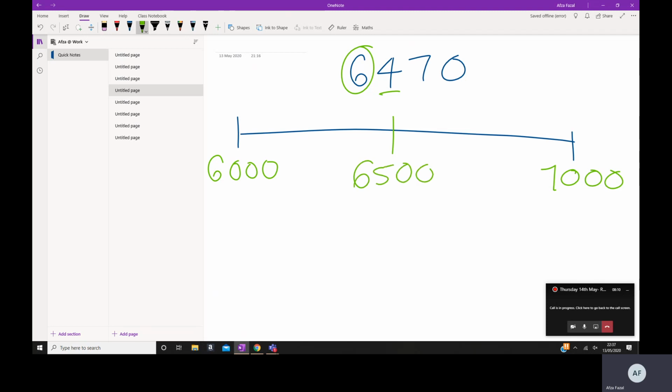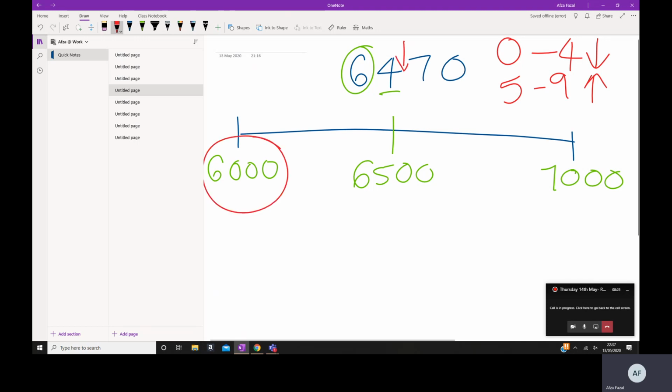6,500. Now, again, I'm going to write it down so I remember. 0 to 4 you round down, 5 to 9 you round up. 4, I'm rounding down, so it's closer to 6,000. 6,470 would be about here.